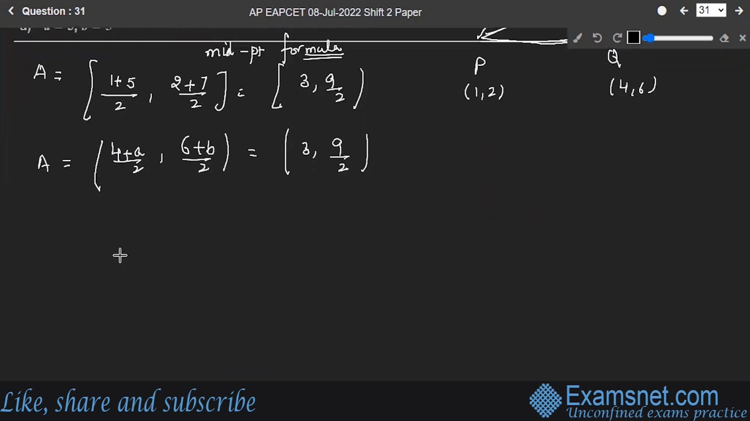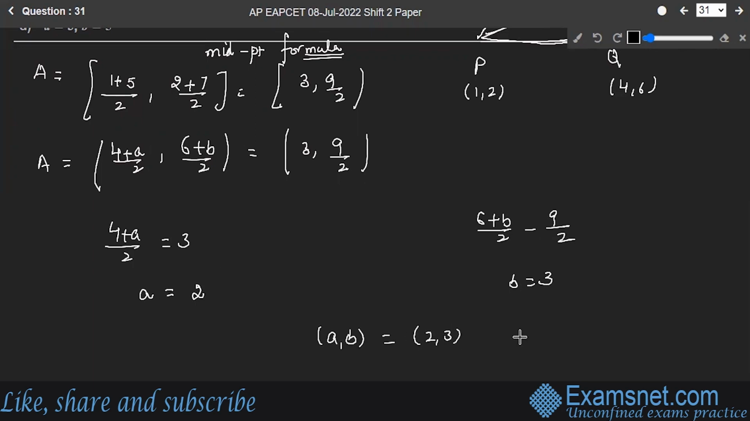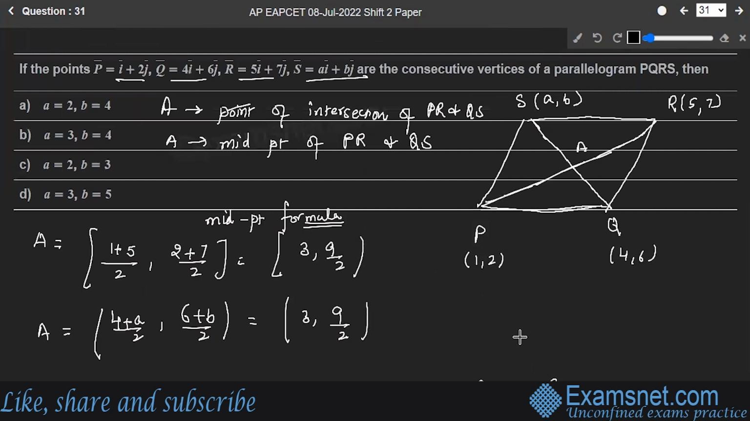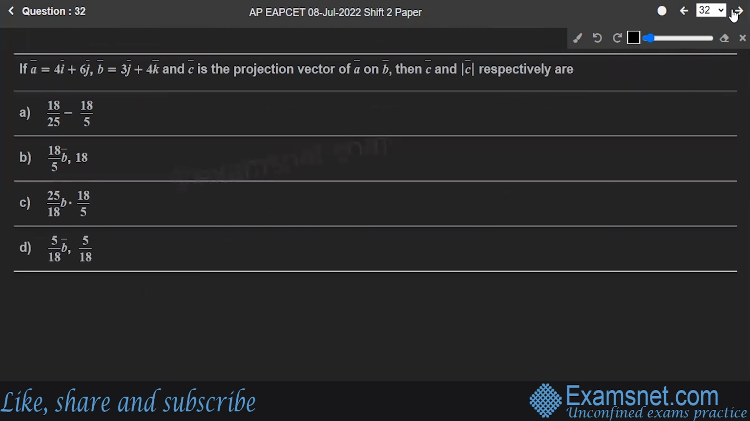That means 4 plus A upon 2 is equal to 3. Also 6 plus B upon 2 is equal to 9 by 2. This gives you A is equal to 2 and this gives you B is equal to 3. You had to find out AB. That becomes 2, 3 and this is the answer. So we have 2, 3 option C as our answer. Right? Next is question number 32.